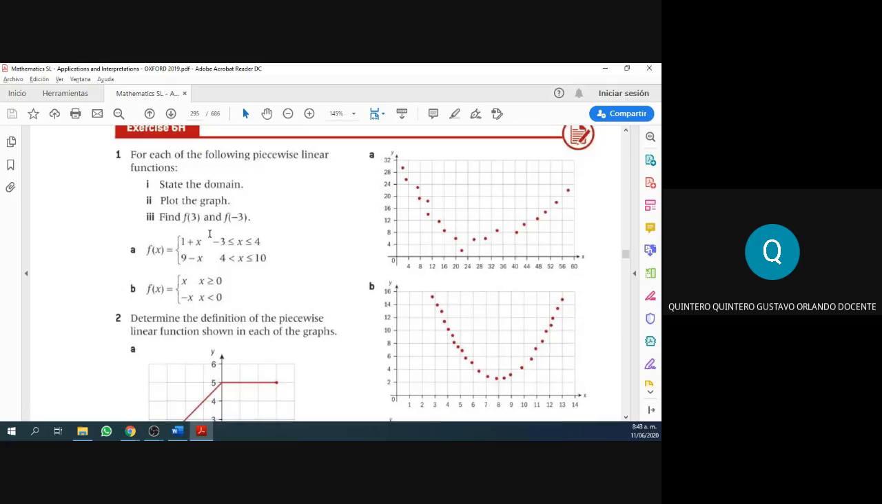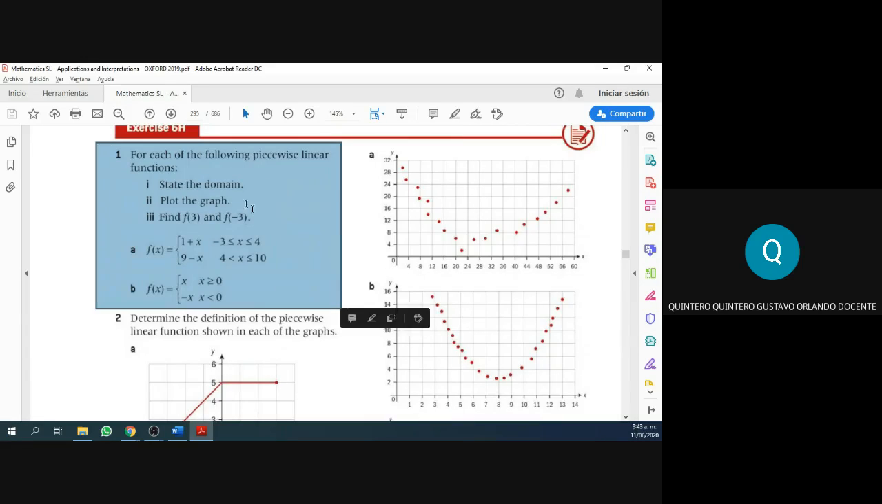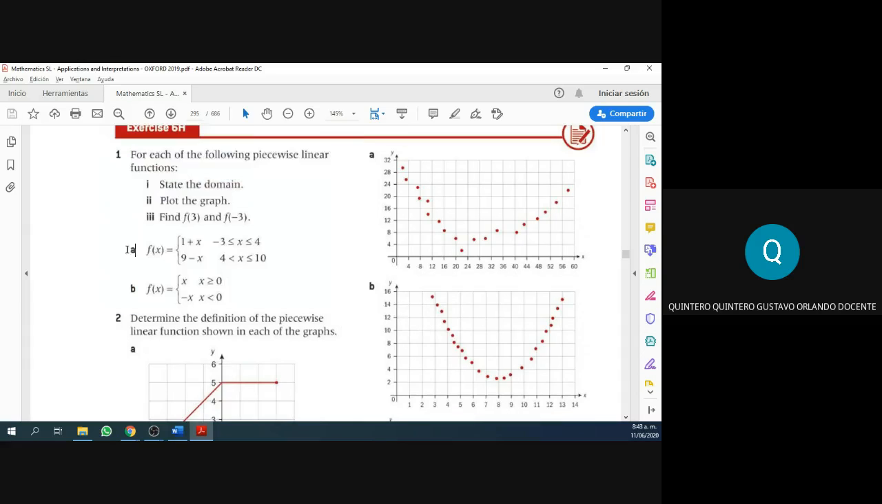All right, the best way for me to help you understand this a little bit easier is to do one exercise. So let's begin with the first one. For each of the following piecewise functions, we have piecewise linear, or piecewise quadratic functions, or piecewise exponential functions, whatever. Just piecewise functions. We're going to state the domain, plot the graph, and find f of 3 and f of negative 3. The first one is this one. So let's graph this one, and from the graph, we can state the domain.